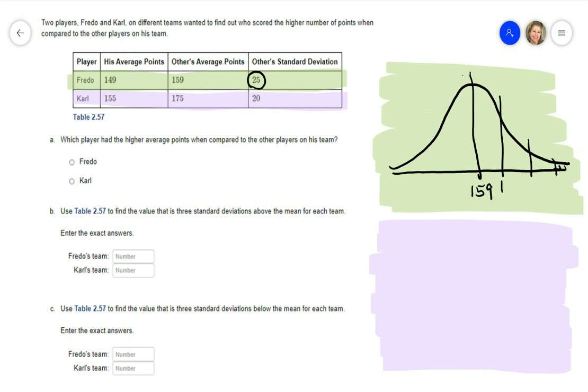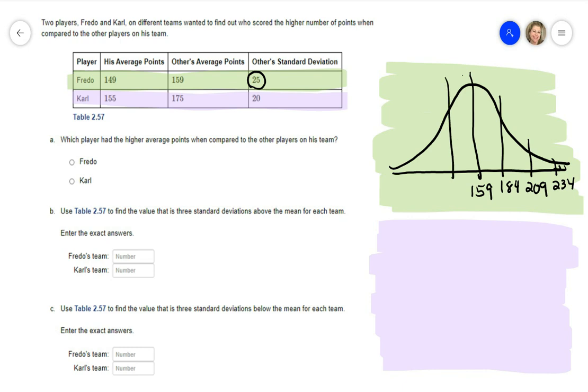That's going to be 184. If I add another 25, that's going to be 209 for 2 standard deviations away. Add another 25 and 3 standard deviations is at 234.